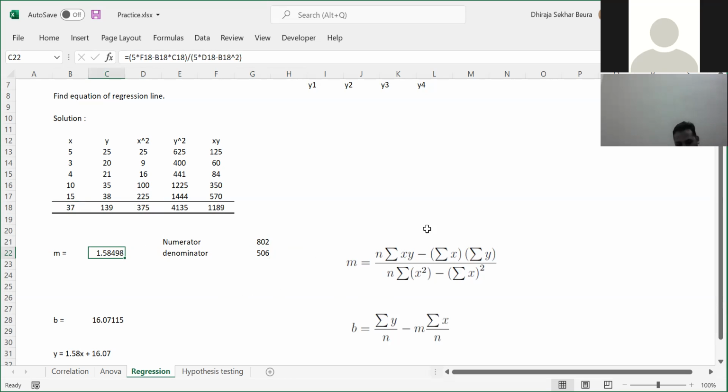Let's look at the formula here. N sigma xy is nothing but your summation of the xy multiplied by n. N is your 5. Then minus sigma x, which is your summation of x, 37, multiplied by sigma y, which is 139, the summation of y, divided by n into sigma of x square. X square is this column. Summation of that, 375, multiplied by n, which is 5, minus sigma x whole square. Sigma x is the x column total, that is 37 to the power 2, that is square. That comes as 506. Any questions please on this equation?